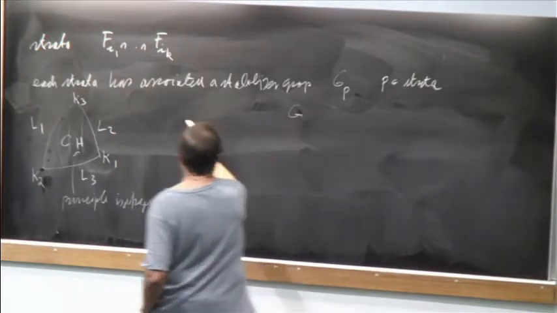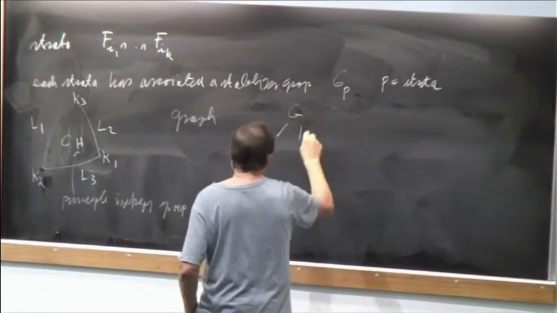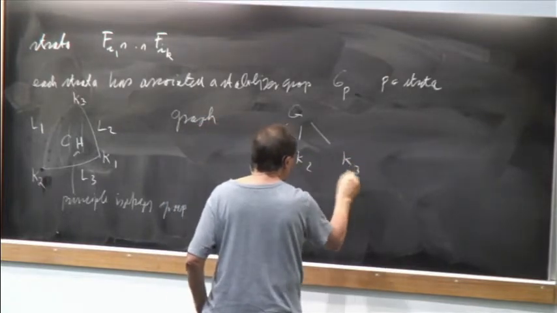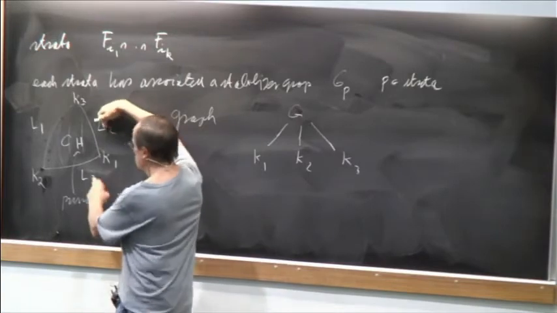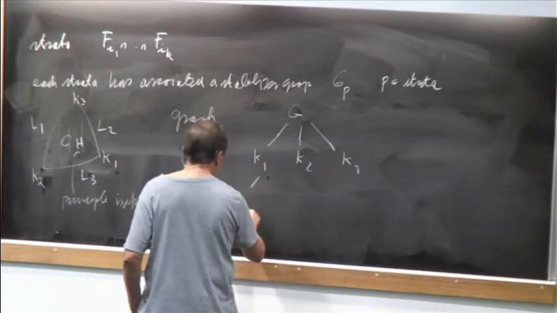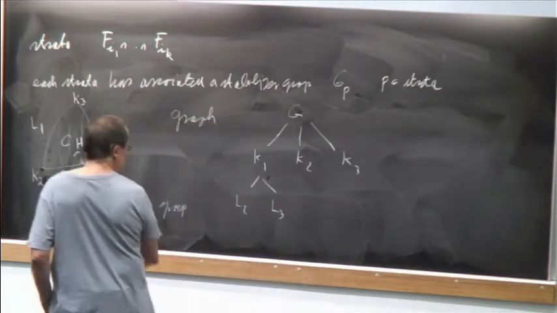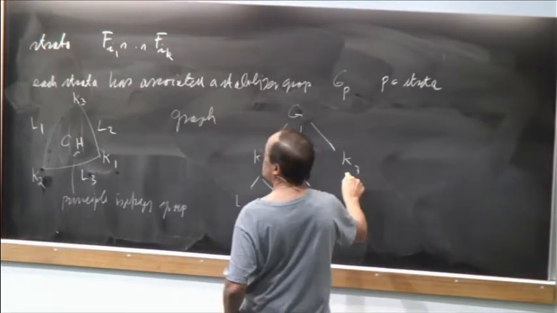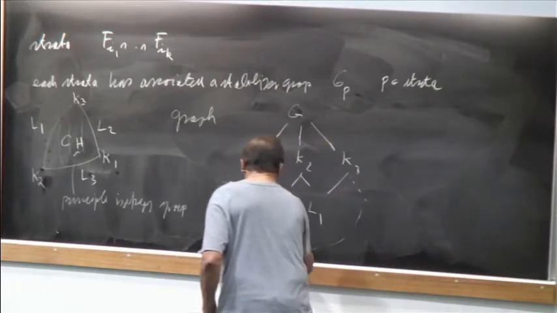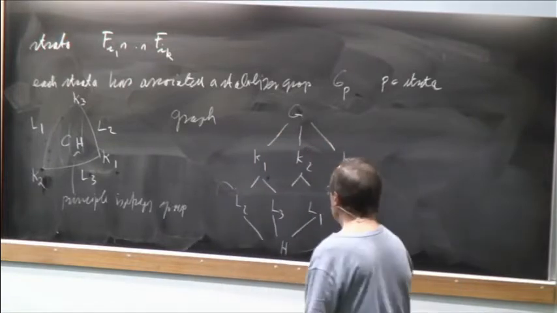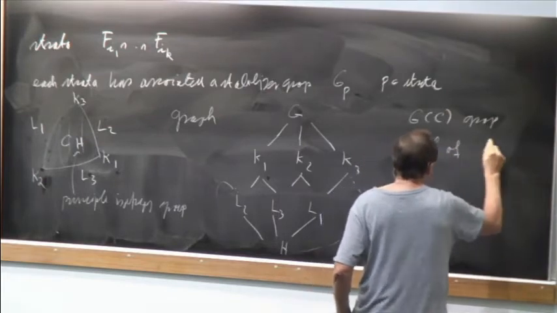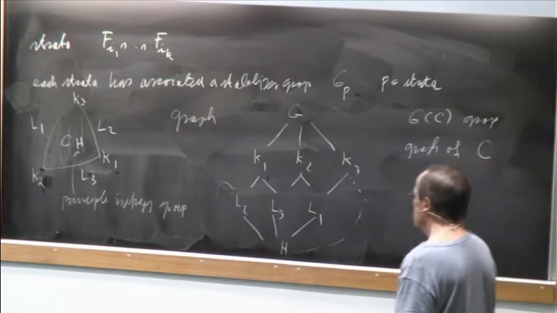I can draw a group graph associated to this picture. The biggest group is the group G, and the next ones are the groups K1, K2, and K3, which are contained in the big group. Each one of these groups, Ki, contains two of the side groups as subgroups. So K1 contains L2 and L3, K2 contains L1 and L3, and K3 contains L1 and L2. Of course, all of them contain the group H, which is the principal isotropy group. So this is my group graph associated with this triangle, and I call that G of C, or the chamber. So I'm choosing a chamber here, and associated with the chamber, I have this kind of group graph.